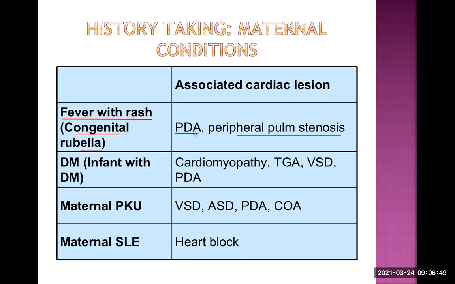This is an important MCQ question in your exam. Please remember this: patent ductus arteriosus is a manifestation of congenital rubella, and so is peripheral pulmonary stenosis. This is not a valve stenosis; this is some branches of the pulmonary artery which are stenosed.